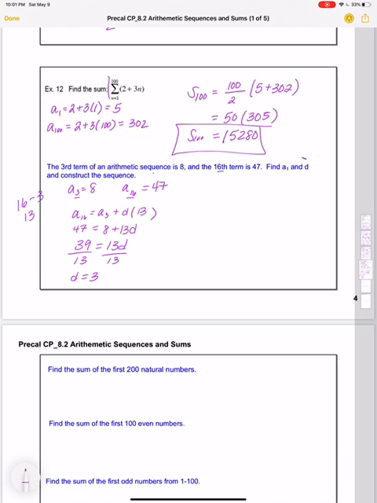Okay, so then I can find A sub 1, or I could just subtract 3 from 8 twice.